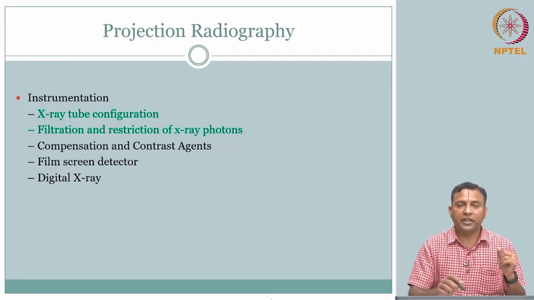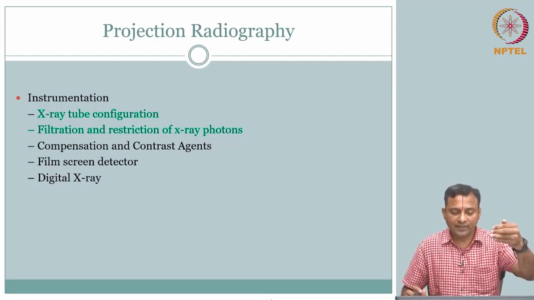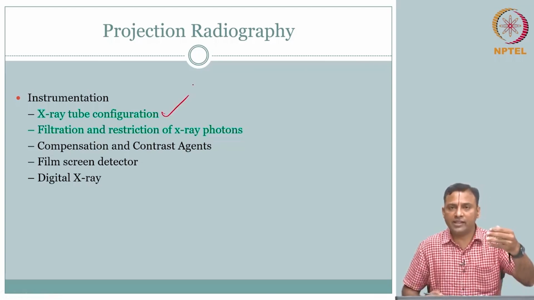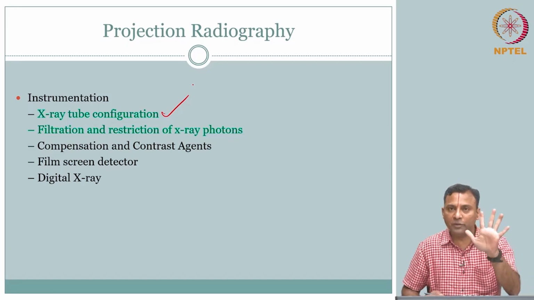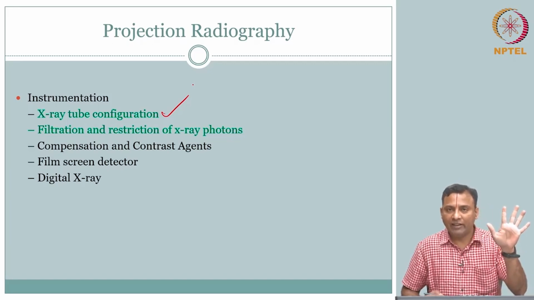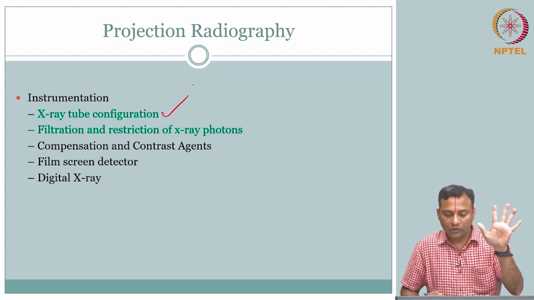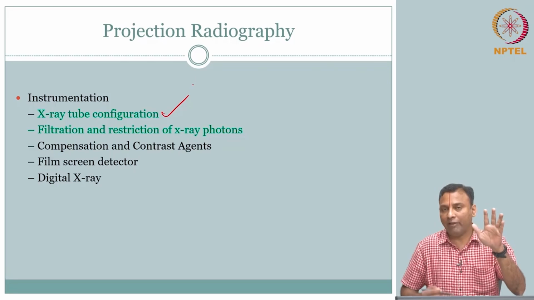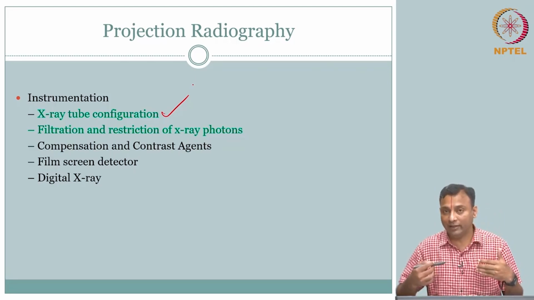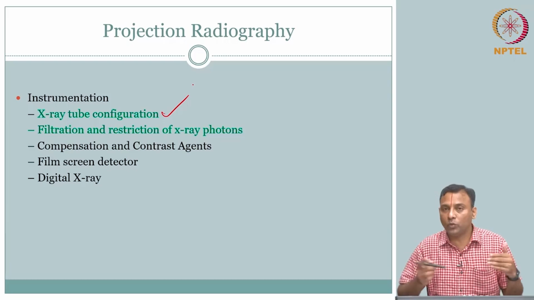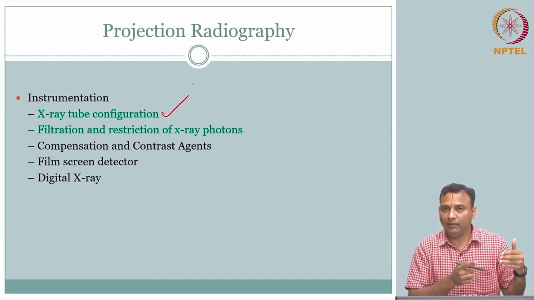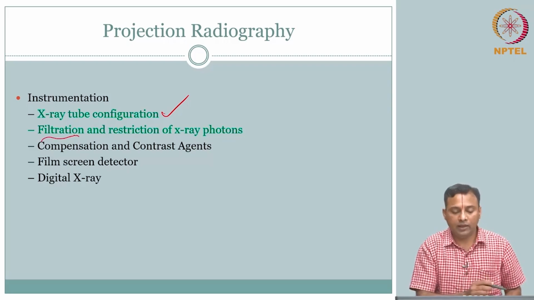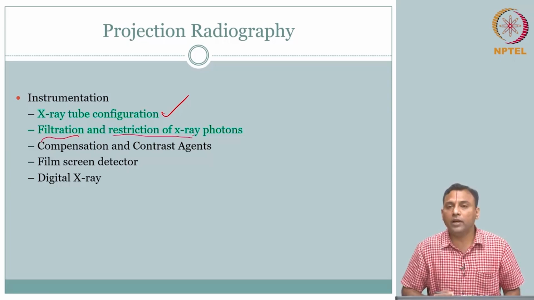So in the instrumentation, we started with the X-rays, right? The X-ray tube configuration, and then just after the X-rays come out of the X-ray tube, which is going to be a spectra of energy, we wanted to do two things. One is do the filtration so that only the energies that have maximum probability to give you signal, right? You don't want too high a signal, you don't want too low a signal, and so there is the idea of filtration. And we just concluded restriction.